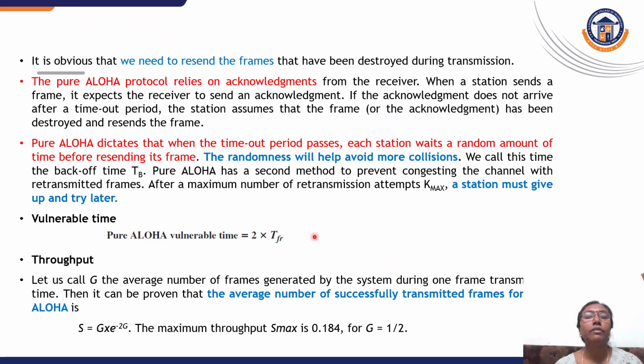The chance of collision will be more. So it is obvious that we need to resend the frames if there is a collision. Pure Aloha relies on acknowledgement. If no acknowledgement arrives at the sender site after a timeout period, it has to resend the frame. Pure Aloha dictates that when the timeout period passes, each station waits a random amount of time before resending its frame. Randomness will help to avoid collision.